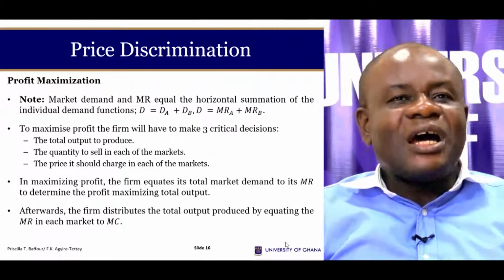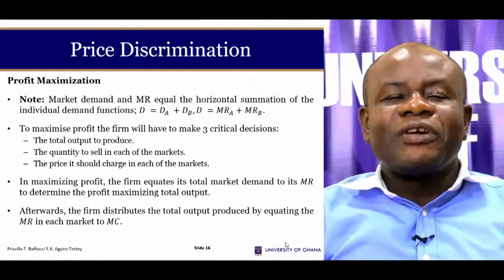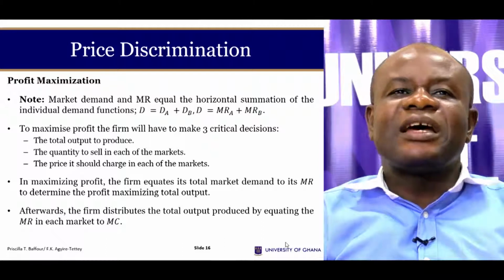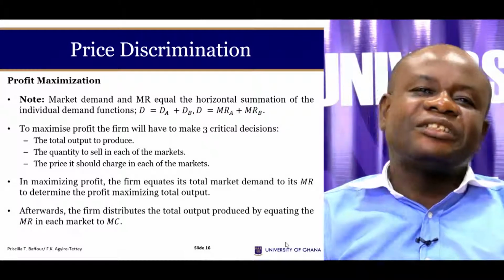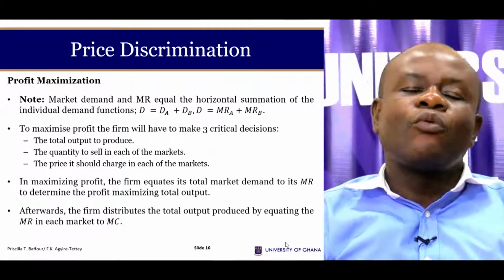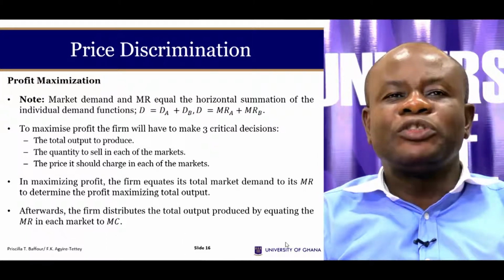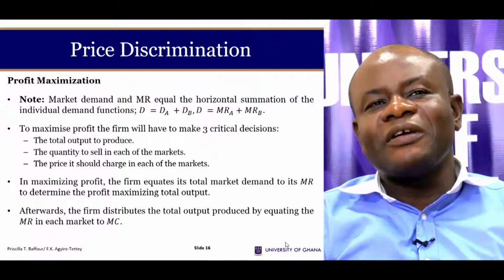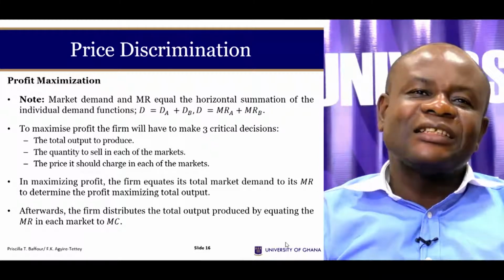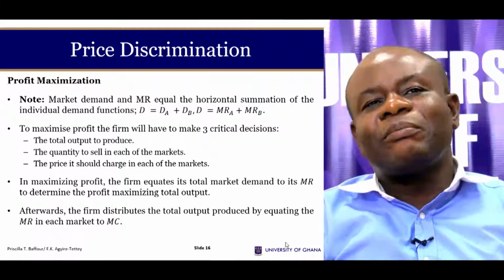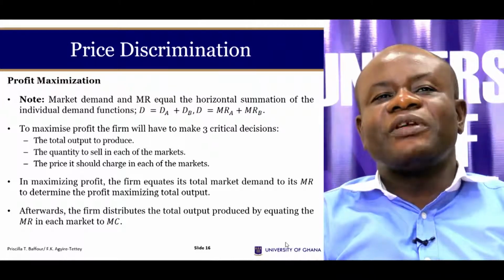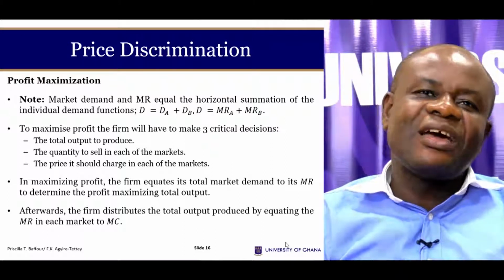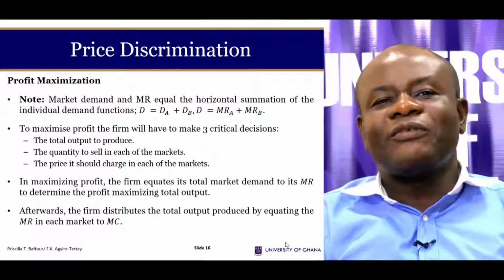Again, just as we saw under multi-plant monopolists, for the price discriminating monopolist to maximize profit, the monopolist must make some decisions. Three critical decisions must be made. First, what should be the total output to produce, and what quantity should be sold in each of the markets. Then lastly, the firm will have to decide the price that it should charge in each of the markets. When the firm is able to make these decisions, then the firm will be able to maximize profit.